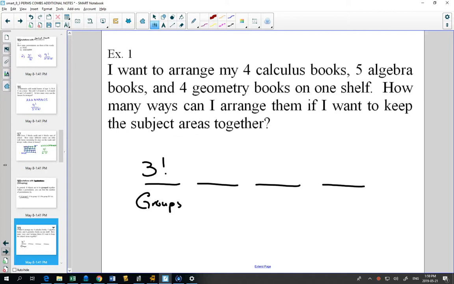Then, once I've decided on my groups, I've got to arrange my books in each of the groups. So I've got calculus, algebra, and geometry. I have 4 calculus books, which could be arranged in 4 factorial ways. 5 algebra books could be arranged in 5 factorial ways, and 4 geometry books could be arranged in 4 factorial ways. Multiply all those together, and we would get the total amount that we could arrange. So this is a grouping question. In grouping questions, you do the groups first, and then each individual group separately.